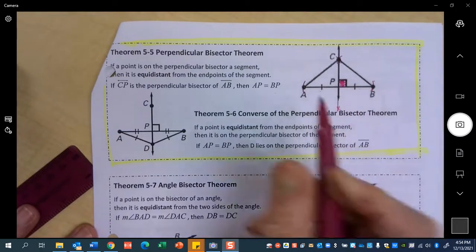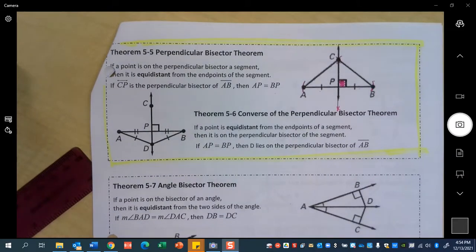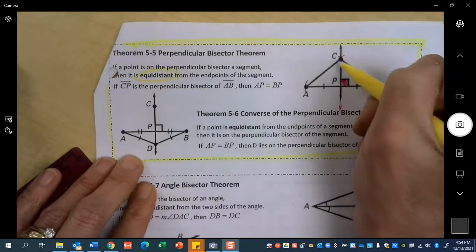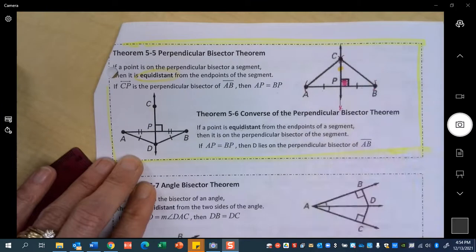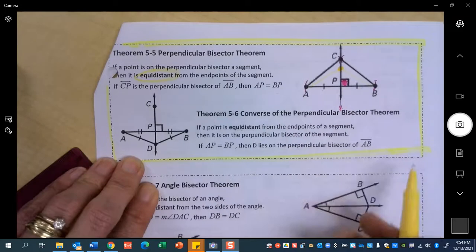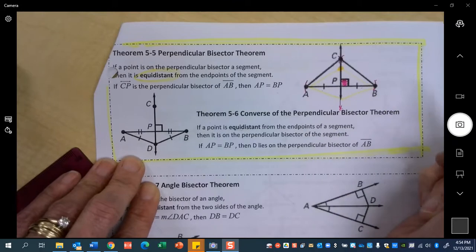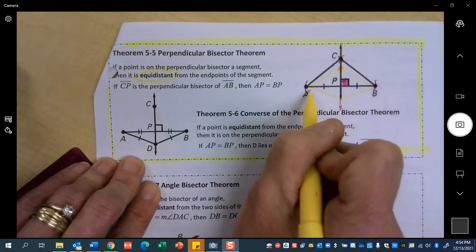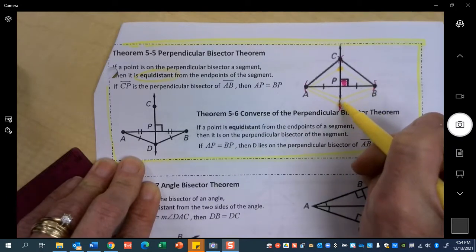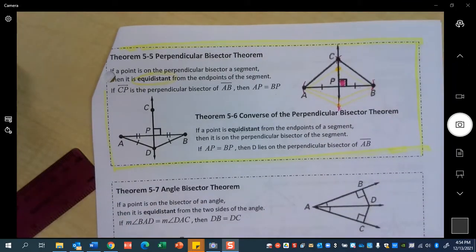Well, here's something really cool. If a point is anywhere on this perpendicular bisector, it is going to be equidistant from the endpoints of the segment. So any point on this perpendicular bisector is going to be the same distance from A to B. That's why when you drew your perpendicular bisector as a construction, it didn't matter how long you made it or how big or wide open your compass was. Any point that's on this perpendicular bisector is going to be the same distance to those endpoints. How cool is that?